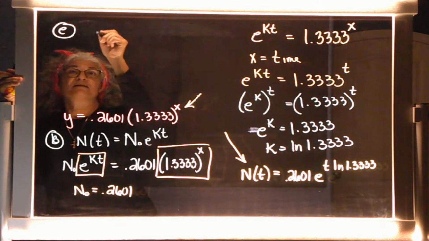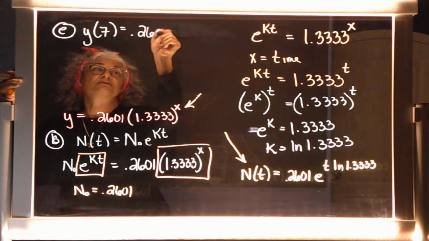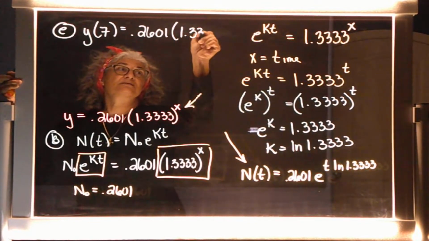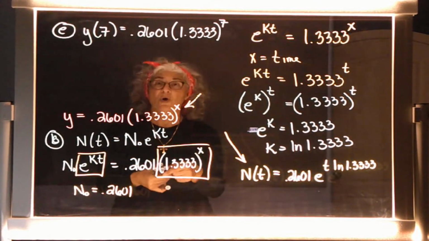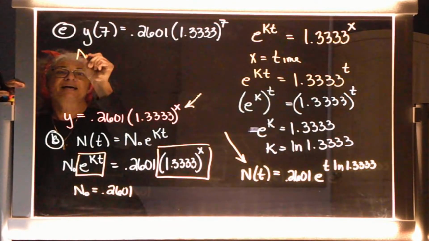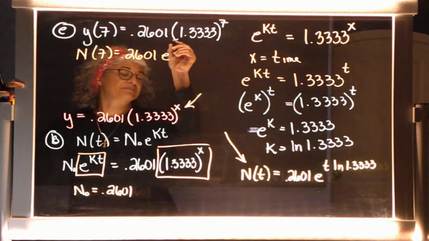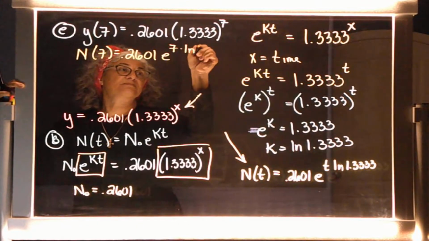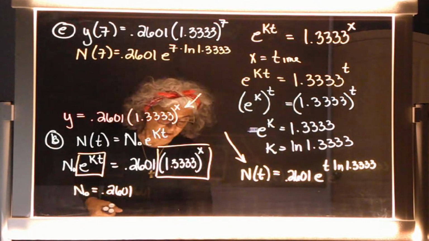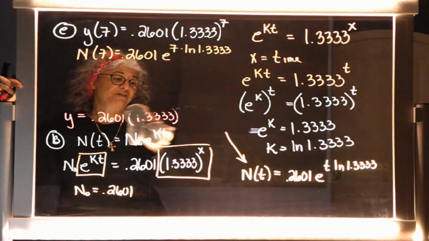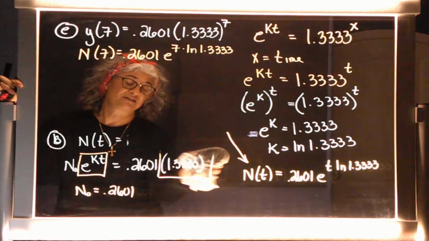you could say y at 7 hours is equal to, punch that into your calculator, or you could say N of 7 hours is equal to, and again, it doesn't matter. Whichever one floats your boat. And if you want to do them both to see if it truly gives you the same answer, be my guest. Do them both, and you will get the same answer.